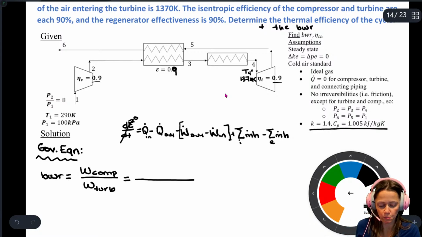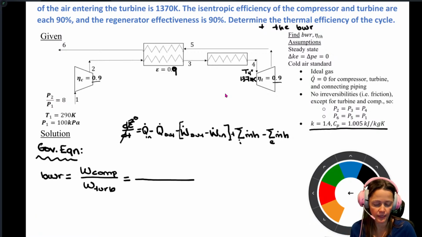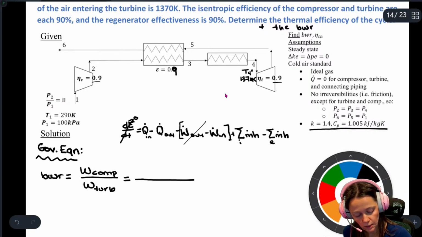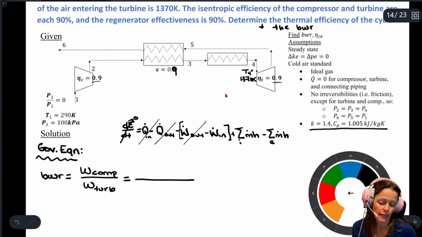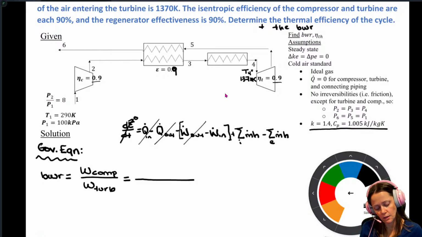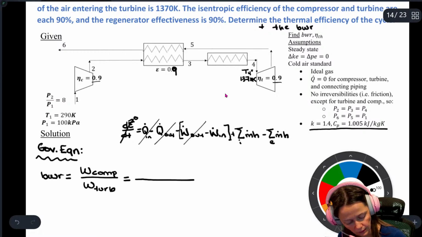So for the work of the compressor, I know I've got things in terms of Q dots and W dots, but the mass flow rate through the whole thing is the same. So if I divide through by m dot, I'm going to have things in terms of delta H. For the work of the compressor, that's a work input. So if I bring that W dot in over to the other side, it should be the enthalpy going out minus in. So this is going to be H2 minus H1.